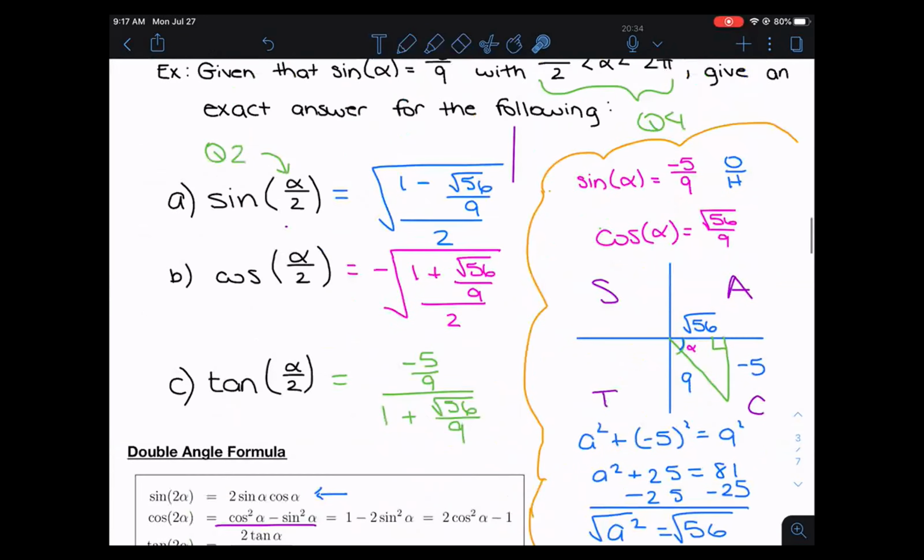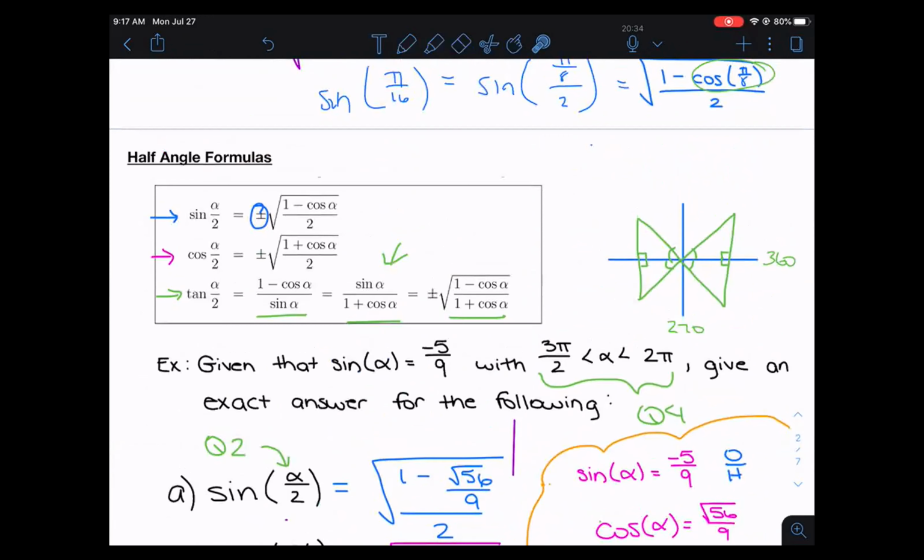The only one that you will have to worry about the sign for is the half angles. For the half angles, that's when you will have to determine what your sign is for sine and cosine, if you choose to use this last formula. I used this middle formula, so I didn't have to worry about the positive or negative sign. But for cosine and sine, you will have to worry about that. Just be careful of that.